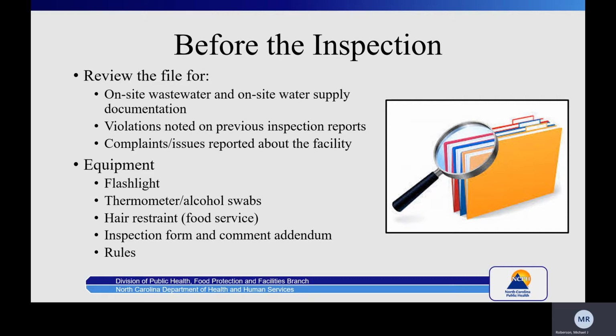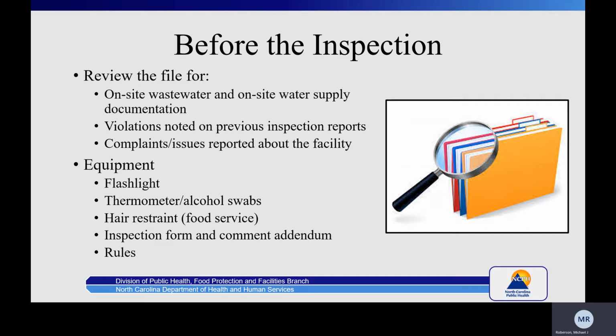Also, we look at complaints or issues reported about the facility. Sometimes we'll have complaints called in from staff members, family members, the inmates themselves. It just all depends. So if we've had mold in a certain area, if we've had vermin in a certain area, if we've had suspected foodborne illnesses or illnesses from food preparation in the past, those are things that we just need to be aware of. So before we go out on inspection, if we have any questions about those, we can ask the person in charge when we get there.